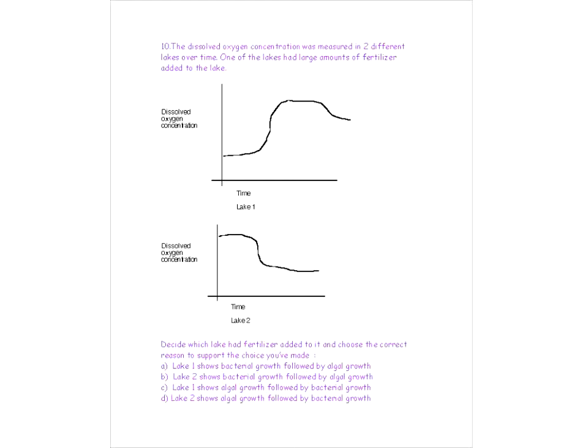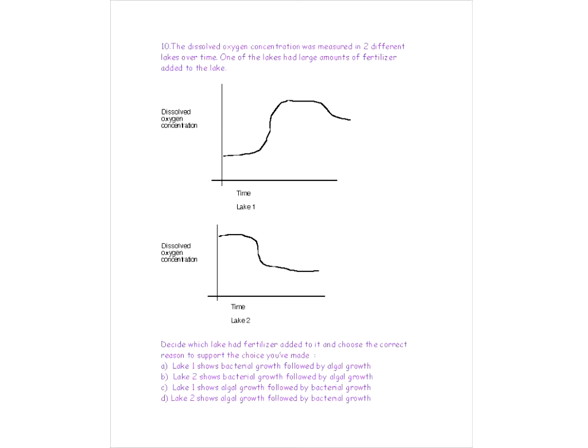Okay, so we've got another question here. It says the dissolved oxygen concentration was measured in 2 different lakes over time. One of the lakes had large amounts of fertilizer added to the lake. So this is kind of similar to what we were talking about before. It says decide which lake had fertilizer added to it and choose the correct reason to support the choice you've made.